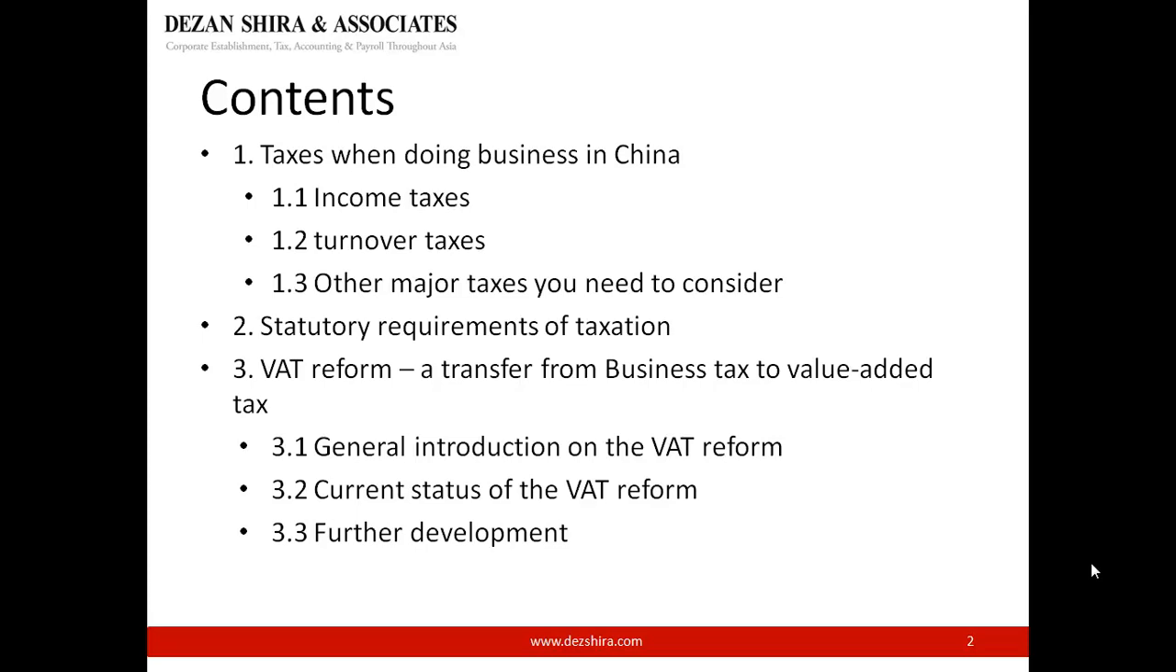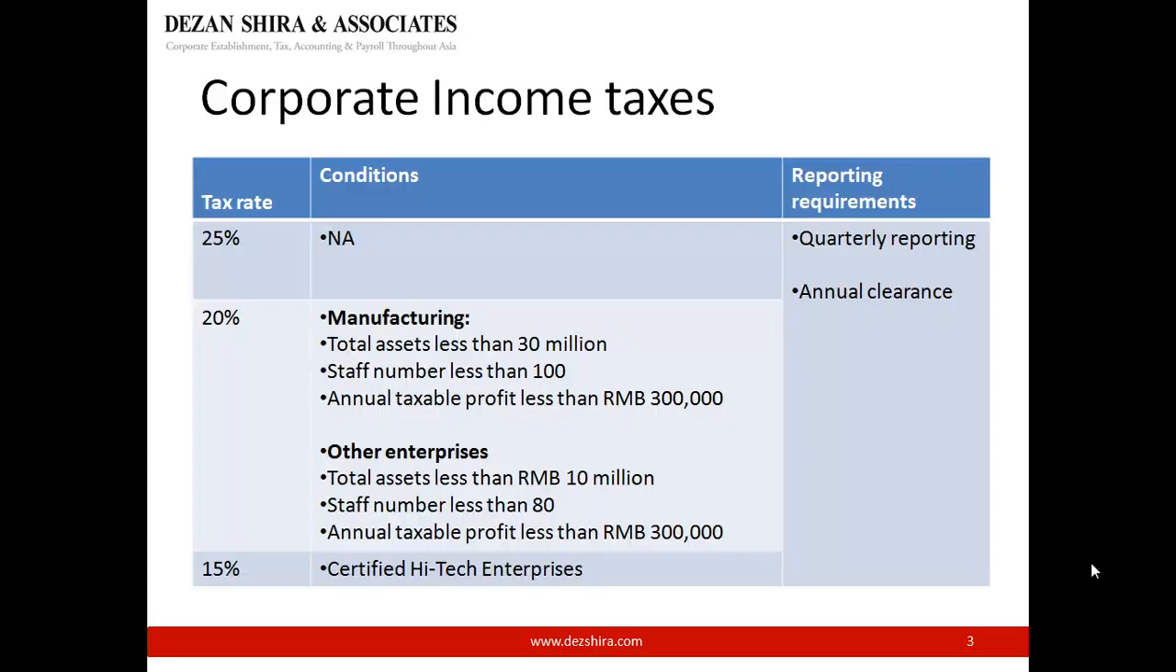So the first part will be the introduction to the income taxes. First of all, the corporate income taxes in China. You will see the following tax rate and relevant information here. The normal tax rate is 25% based on your annual profit. And you will see a 20% tax rate and a 15% tax rate here under different conditions.